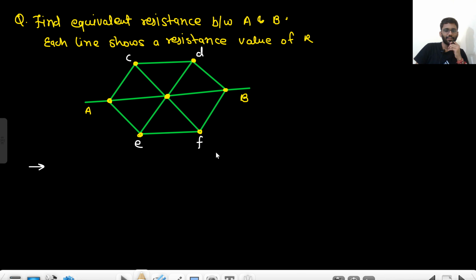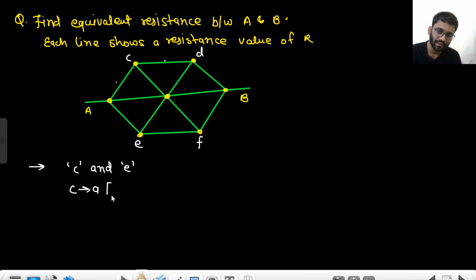What do you think, which points can be equipotential? As per you, what do you think? C and D can be equipotential. C will come to A, it will take R, and D will come to A, it will take R and R. Not the same path. C and E can be equipotential. So we will check C and E.